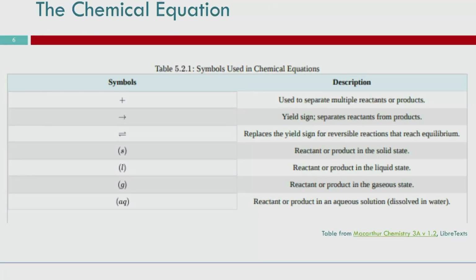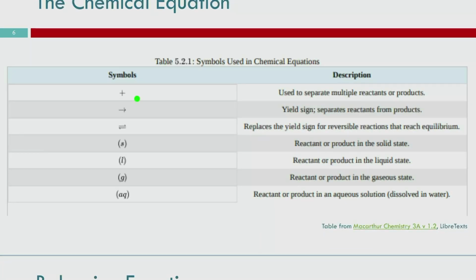Here's a little key, some of the symbols that are used. We've got the plus. That just means we're separating multiple reactants or products. We've got our arrow, reactants and products. We can also have a double-headed arrow, meaning that it goes forward and backwards. Reaction goes both ways. We'll see those later. And then we've got each of our state signs. So we've got S for solid, L for liquid, G for gas, AQ for aqueous, which means that it's dissolved in water.